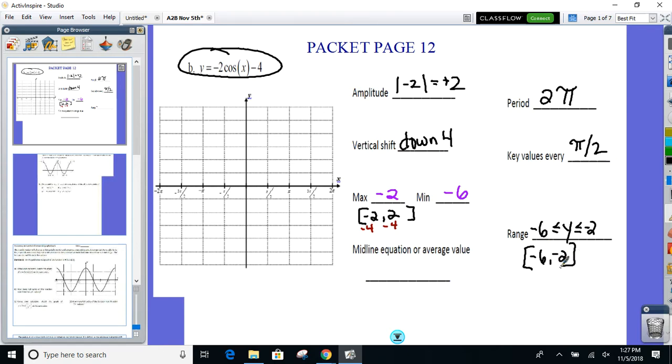And finally, what's my midline equation? What line splits the minimum and maximum right in half? And this is another name for the shift. What was my shift? -4, but I'm not going to accept that because it's a line. It's a horizontal line. Y equals -4.